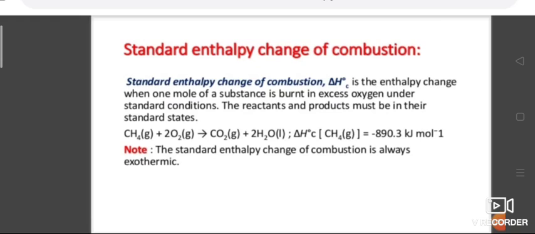Next one, the standard enthalpy change of combustion. Combustion means heating or reacting with oxygen. It may be defined as the amount of heat evolved when 1 mole of a substance is completely oxidized or burnt in excess of oxygen. That is known as heat of combustion. Here the example given is the combustion of methane. The heat of combustion is always negative because it is exothermic.